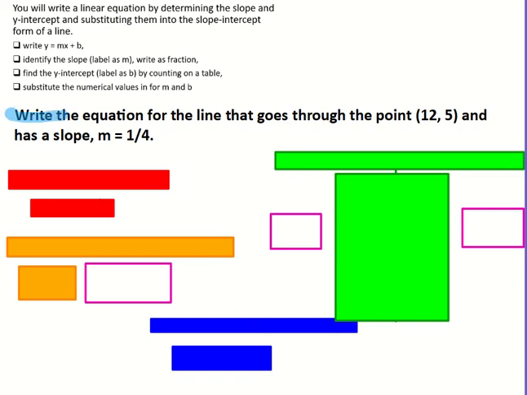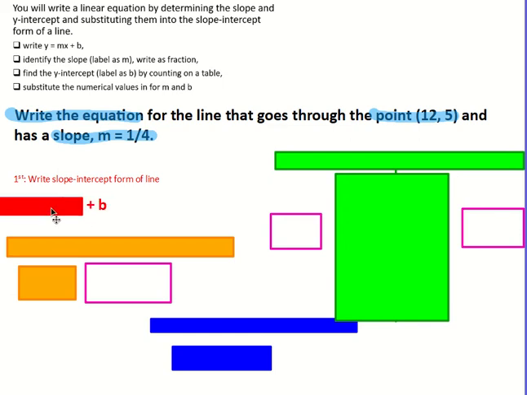We're going to write the equation for the line that goes through the point (12, 5) and has a slope m of 1/4. So our first step is we're going to write slope-intercept form of a line, which is y equals mx plus b, where the m is the value of the slope and the b is the y-intercept.